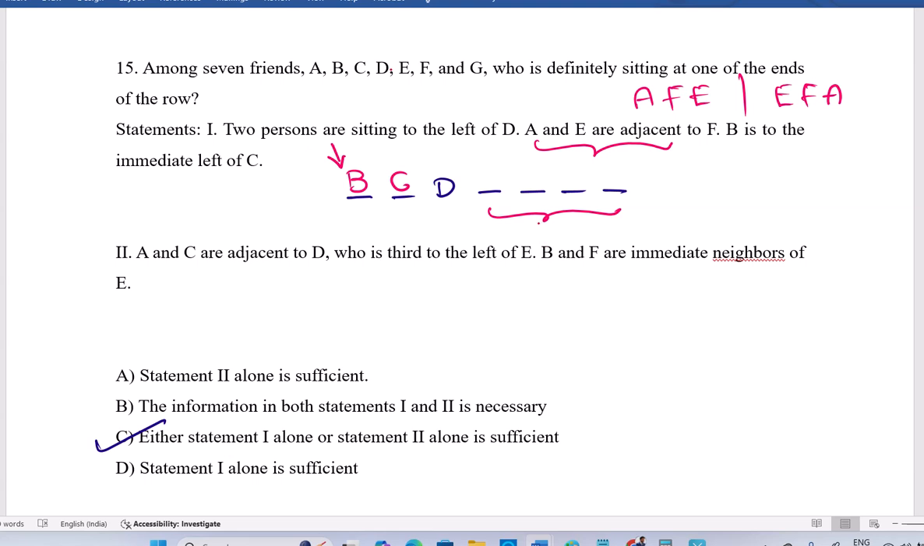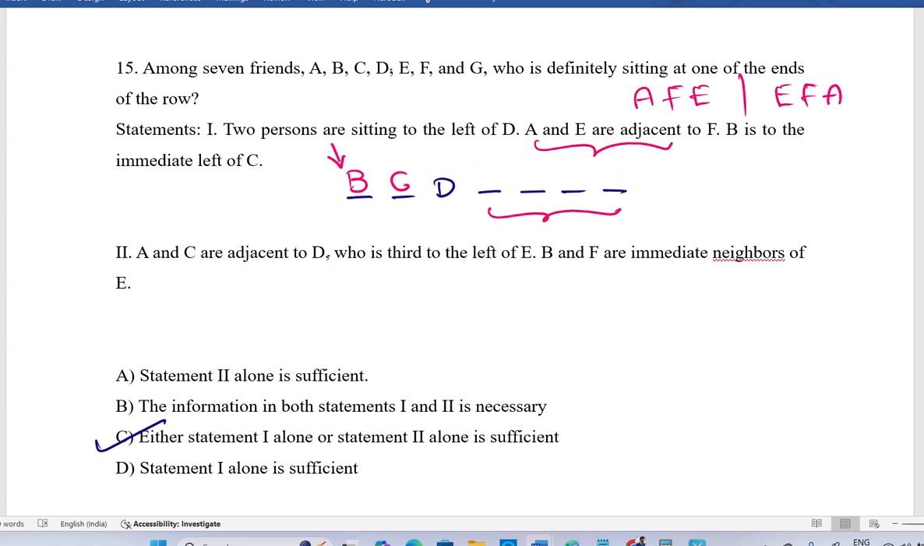Here in these 4 places, it will be AFE or EFA. Among these 4, 3 will be taken by that. One place will be taken by G, either here or there. But one of the ends of the row is fixed by B, you observe it. Because see, among these 4, 3 will be occupied by these people and only one slot is there. B and C cannot be occupied in one slot because B and C should be immediate left. That should be here only.